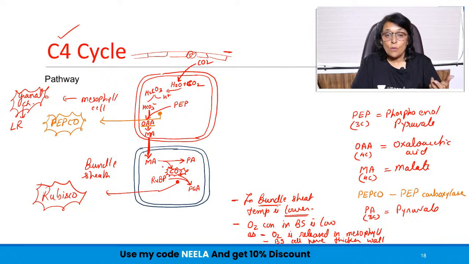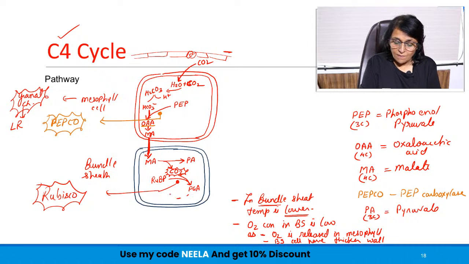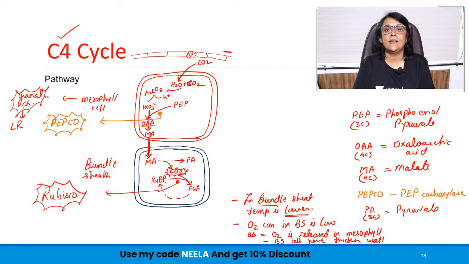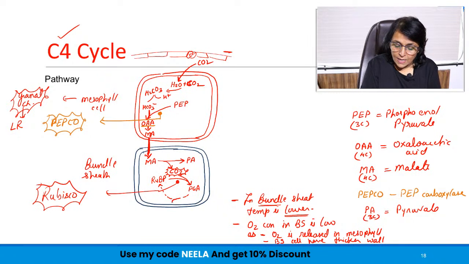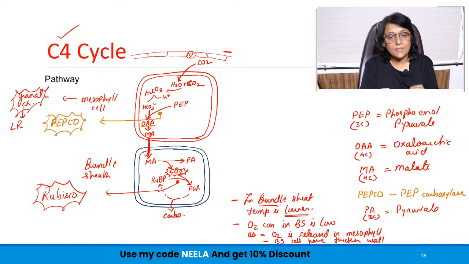And now here this same thing will happen, that is, it will change into phosphoglyceraldehyde, then RUBP will regenerate and carbohydrate will be synthesized.